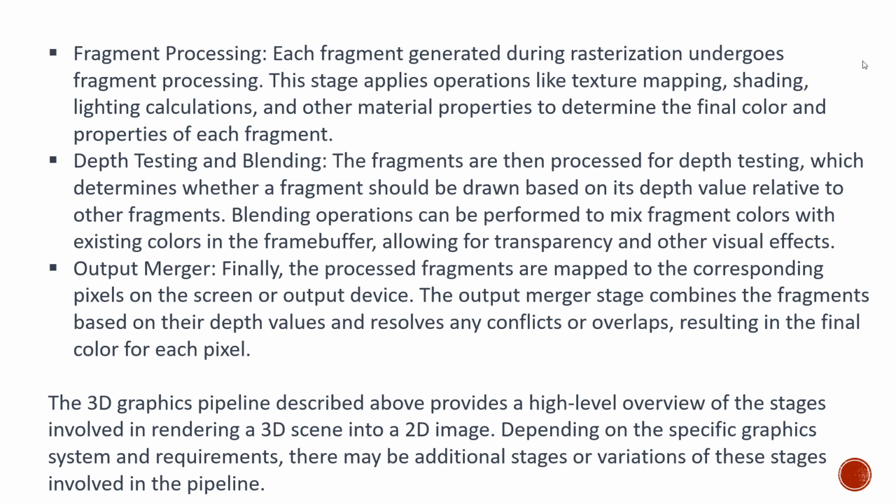Finally, the processed fragments are mapped to the corresponding pixels on the screen or output device. The output merger stage combines the fragments based on their depth values and resolves any conflicts or overlaps, resulting in the final color for each pixel. The 3D graphics pipeline described above provides a high-level overview of the stages involved in rendering a 3D scene into a 2D image. Depending on the specific graphics system and requirements, there may be additional stages or variations of these stages involved in the pipeline.